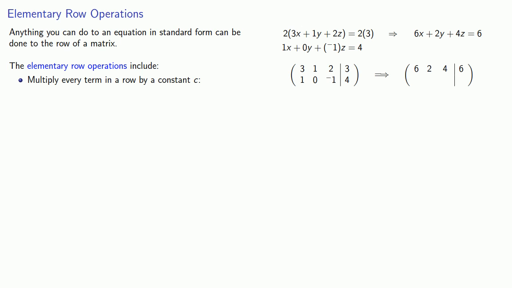What about the rest of the system? Since we only changed the first equation, the second equation of the system remains the same, and so the second row is also unchanged. Now, it is sometimes convenient to record our process. So in this case, we've multiplied the first row by 2 and replaced that first row. So we'll indicate this by 2r1 being sent to r1. And so, one of our elementary row operations includes multiplying every term in a row by a constant c, and we'll indicate that by c·ri being sent to ri.